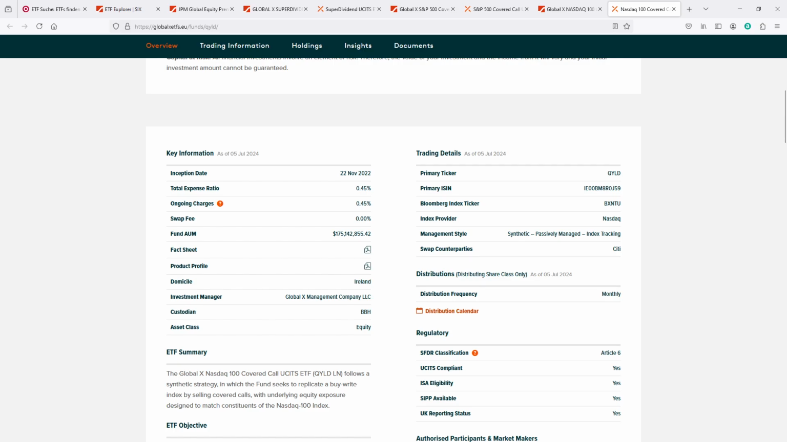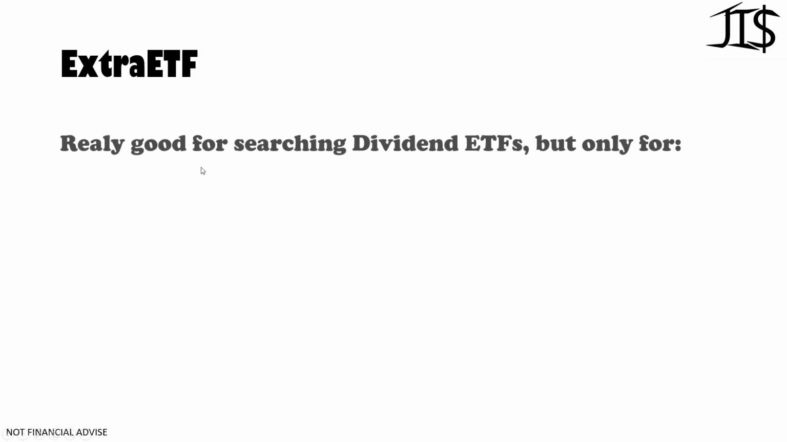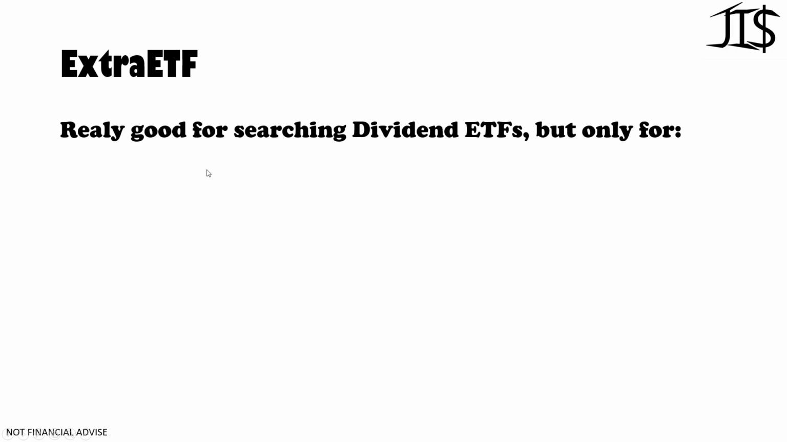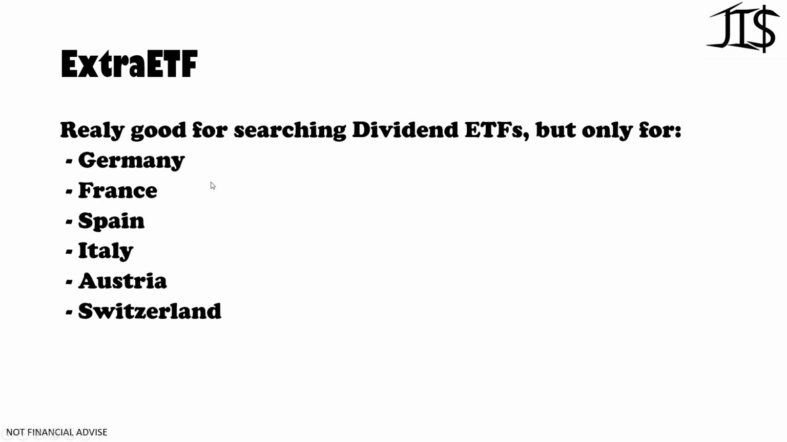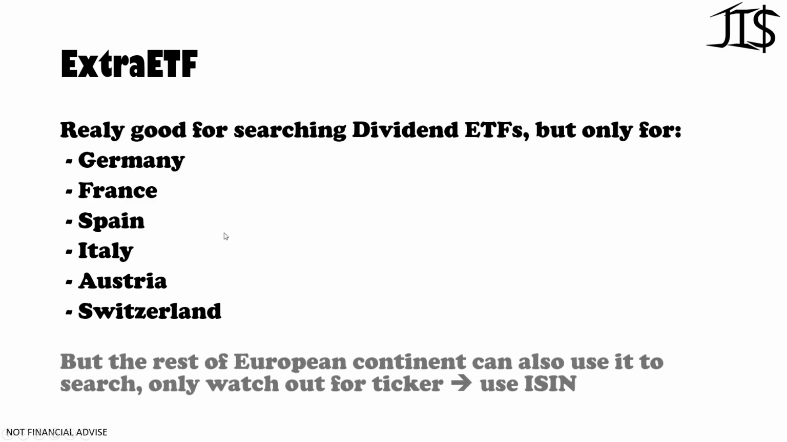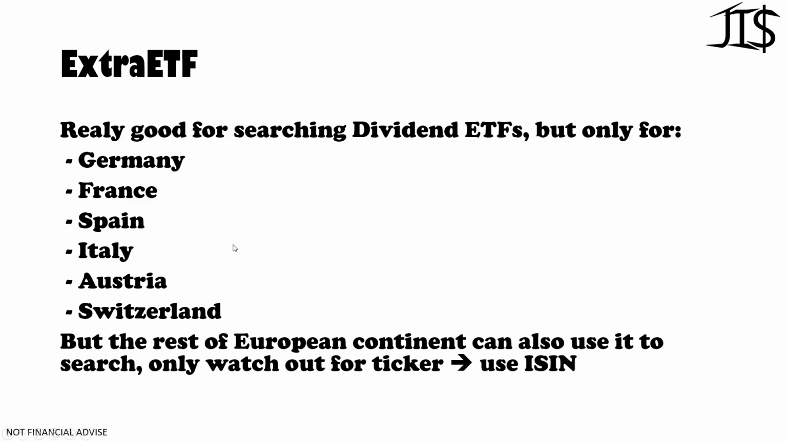But as I said, for XtraETF, the website is really great for searching dividend ETFs, but only for those countries that I mentioned already before. And as I said, other European countries can also use it to search, but you have to watch out for the ticker. As you know, there are a lot of ticker symbols for the same ETF in the European continent. So always look up the ISIN code and use that to do your search later on in your broker, so that you don't make a mistake.